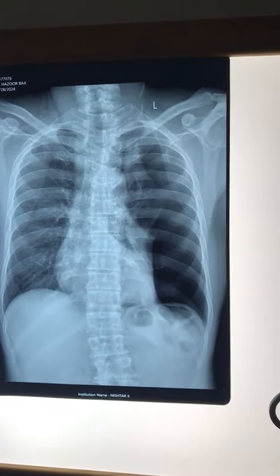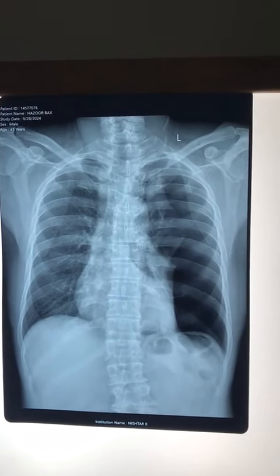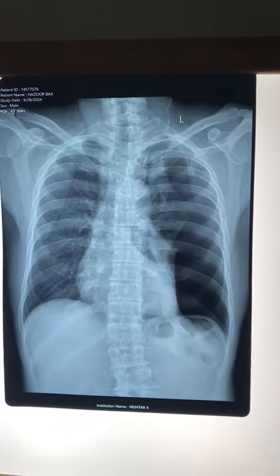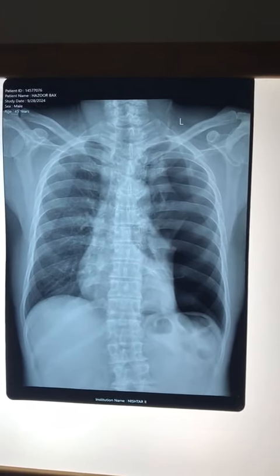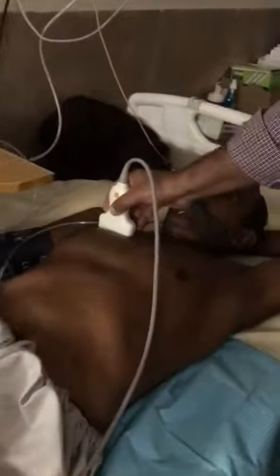Male presented to us with complaints of left-sided chest pain that was sudden. X-ray showed left-sided pneumothorax. Now we are performing his ultrasound to see the barcode sign. So this is, we are on the normal side. This is on the right side.